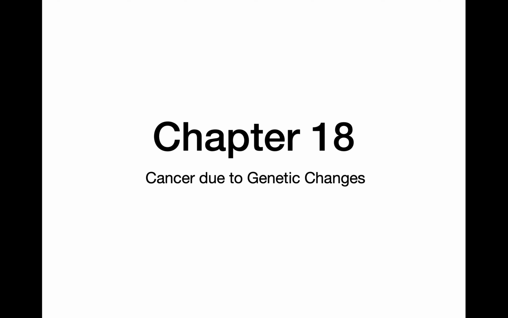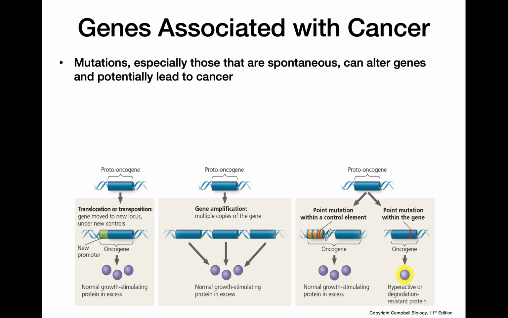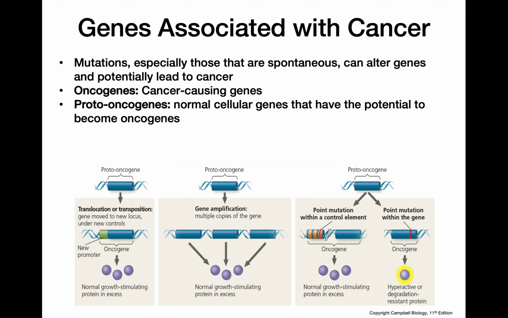So this video is going to be about cancer due to genetic changes. Something to keep in mind is that mutations, especially spontaneous mutations, which are mutations that take place randomly for no particular reason, have the potential to alter genes and potentially lead to cancer. So oncogenes are going to be cancer-causing genes. And most of the time these oncogenes arise because of a mutation in a proto-oncogene. Proto-oncogenes are normal cellular genes that have the potential to become oncogenes if something goes wrong.